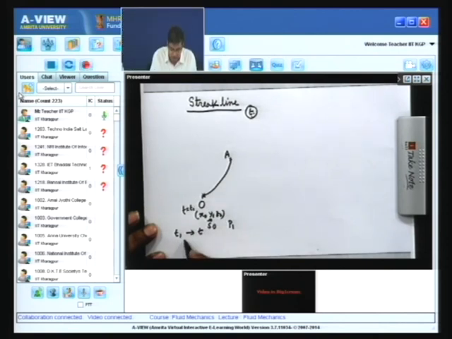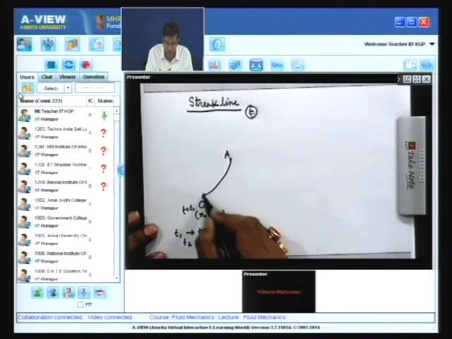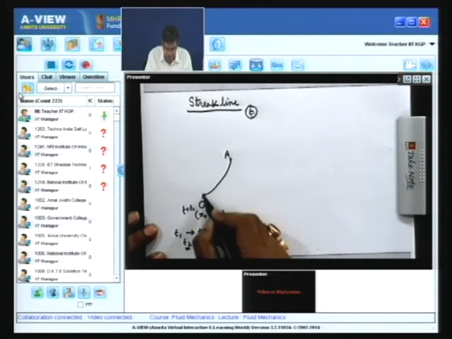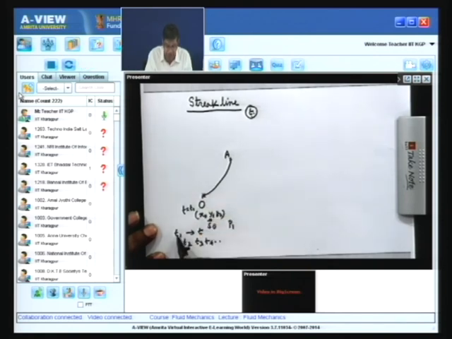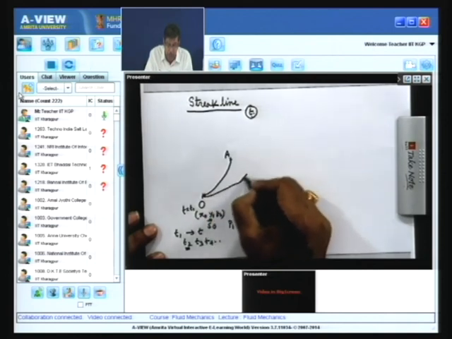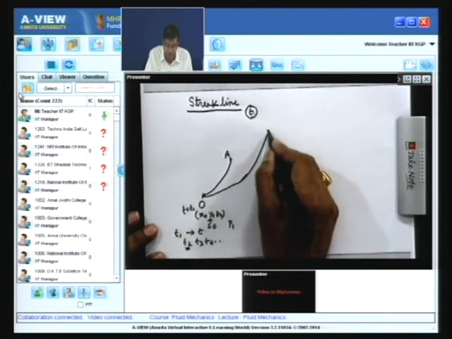For example, T2, T3, T4 and so on, and different particles have passed through that. What happened to those particles? For example, the particles which are passed through this at an instant T2, within T1 and T, it has come to a point, it has come like this.